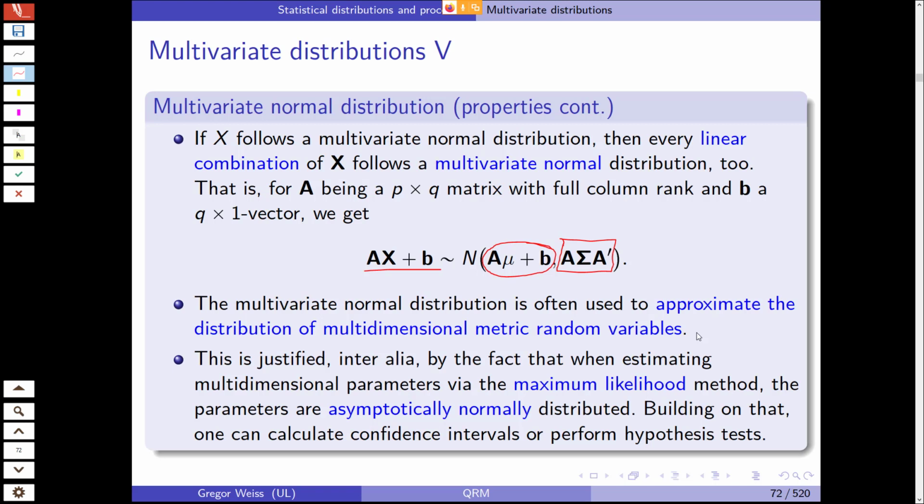On the pro side, you can show that if you have a large enough sample, it makes sense to use a multivariate normal distribution because, in the end, because of the central limit theorem, it is easy to show that the stochastic behavior of any metric random variable will go to the normal distribution in the limit, so it will converge to the normal distribution.